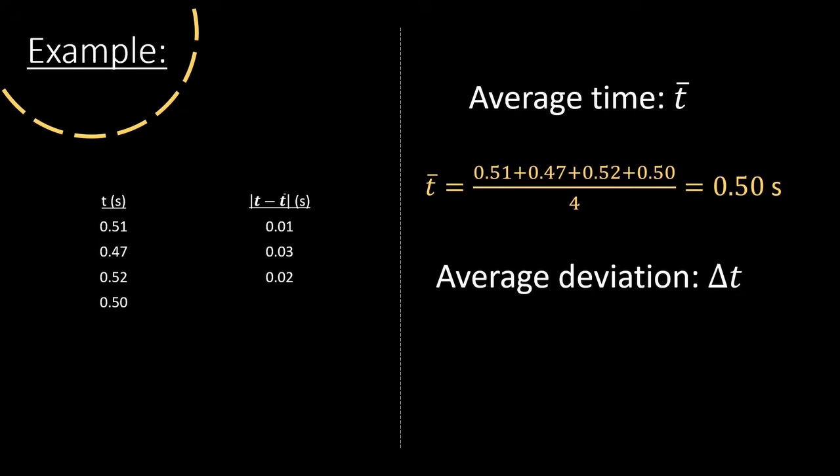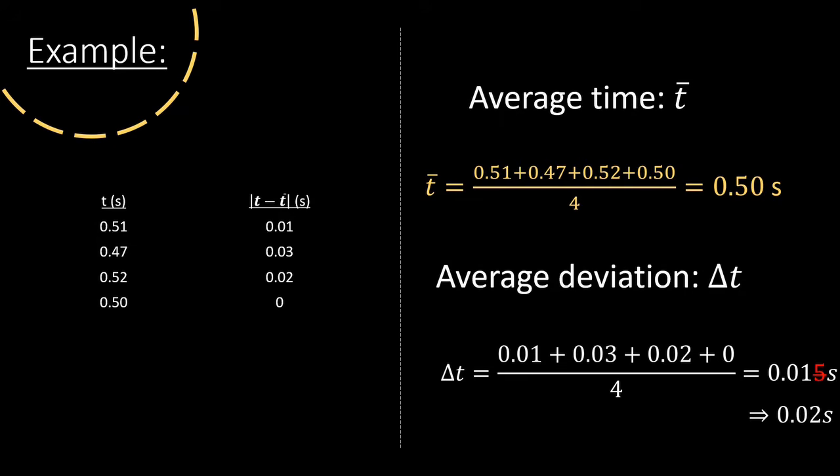The third reading is 0.02 away from the average, and the last one is exactly equal to the average, so there is 0 deviation there. And then finally, once we find these numbers, we calculate their average, and this is what the average deviation means. Okay. All of my numbers have one significant figure, so the final answer should have one significant figure as well. So my answer should be reported as 0.02 seconds.